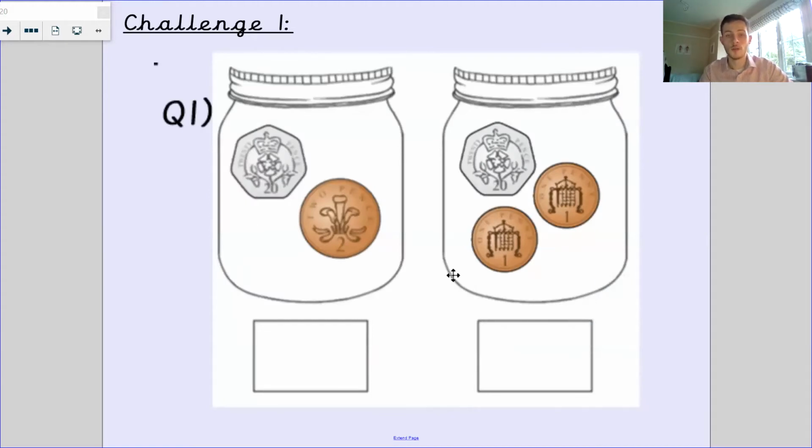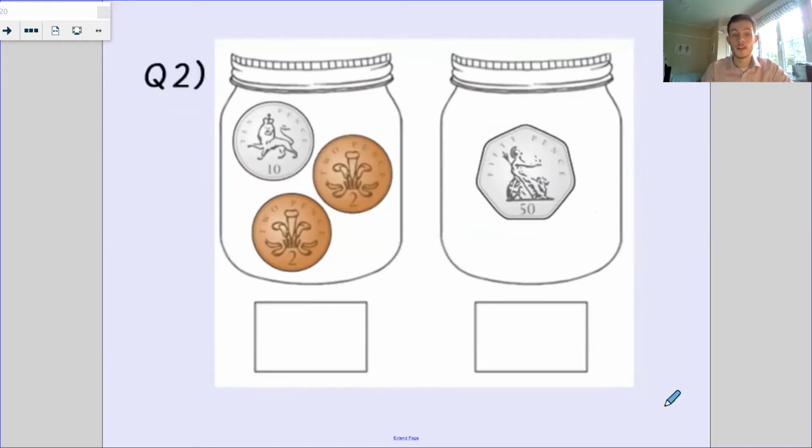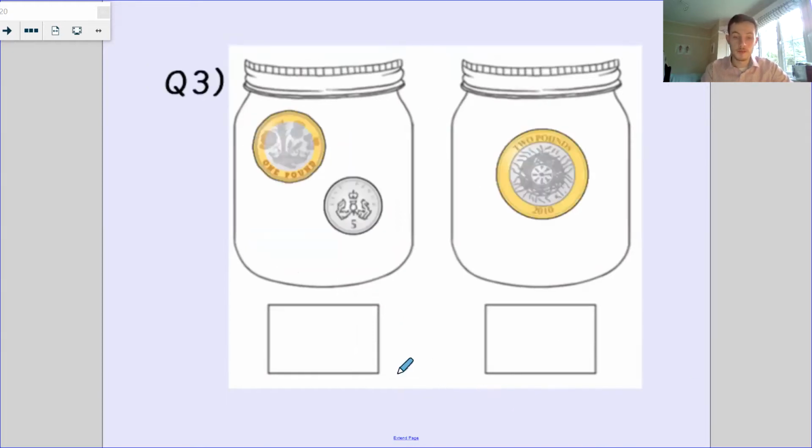Right, so let me show you what your work is today. This is your challenge 1. You've got this jar and this jar, and then what you need to do is you need to then write in the middle if it's more than or less than after you've written down how much is on each side. Pause the video and complete that one if you're doing this challenge. Same for question 2 for challenge 1. Writing your more than, less than in the middle. Same for question 3 for challenge 1. Writing your more than, less than in the middle after you've told me how much is in each jar.